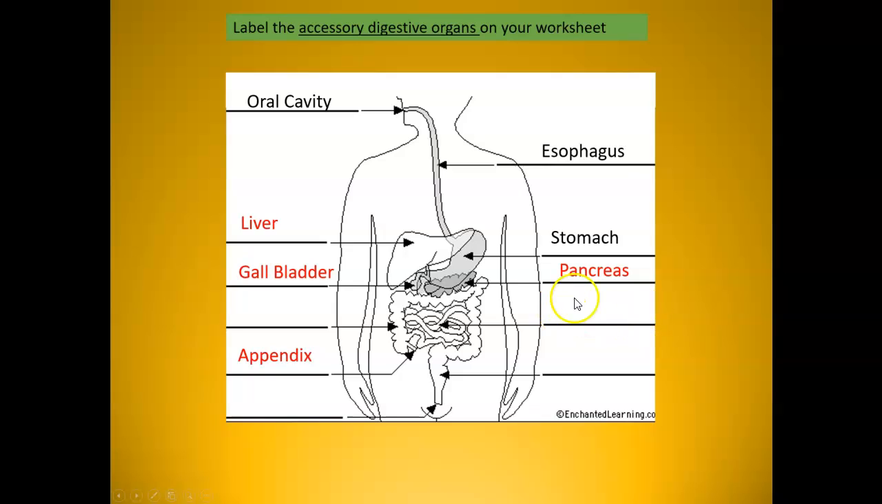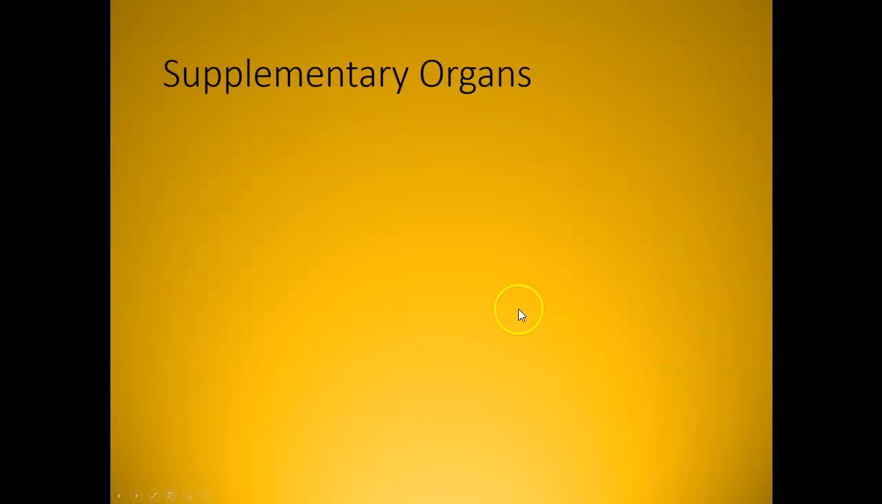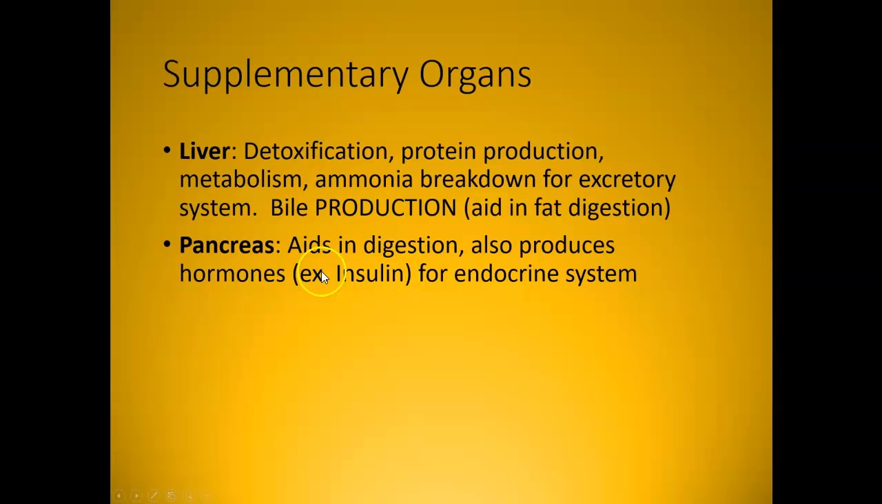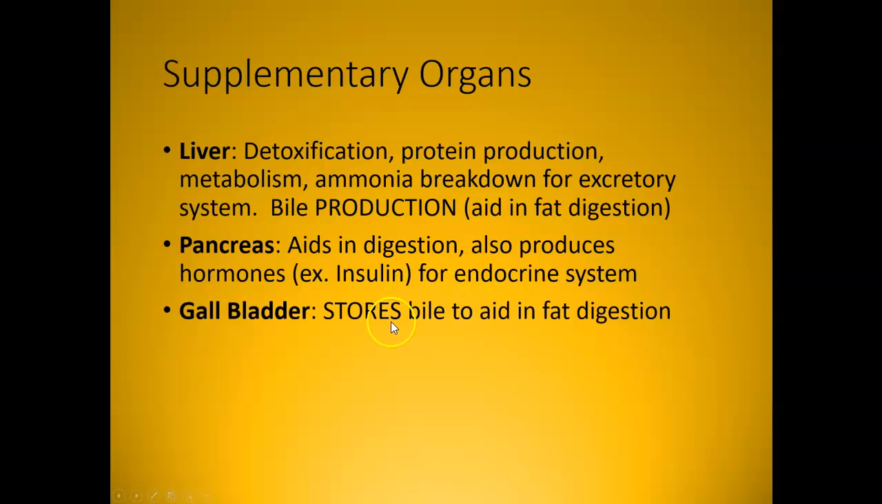All right, we'll go ahead and label the accessory digestive organs. We've got the pancreas, the liver, the gallbladder, and the appendix as the key accessory organs we're going to be looking at in this part. So, liver, what is its function? It's primarily involved in detoxification, protein production, metabolism, ammonia breakdown, and also bile production, which aids in fat digestion. The pancreas aids in digestion, but it also produces hormones. It's a key player in the endocrine system as well. The gallbladder stores bile for aid in fat digestion, so the liver produces the bile and the gallbladder stores it.